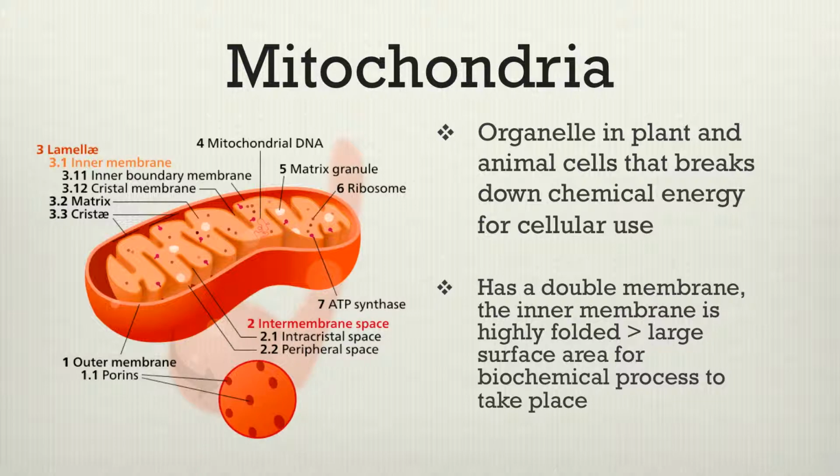So, as we said, it is an organelle in plant and animal cells that breaks down chemical energy for cellular use and has a double membrane. The inner membrane is highly folded, giving a large surface area for biochemical processes to take place.